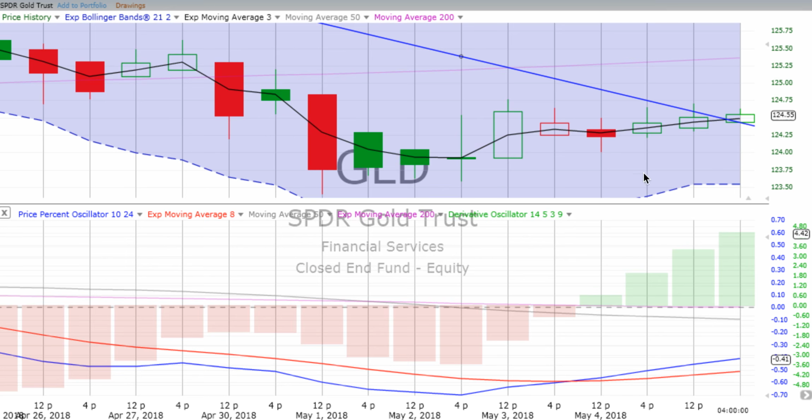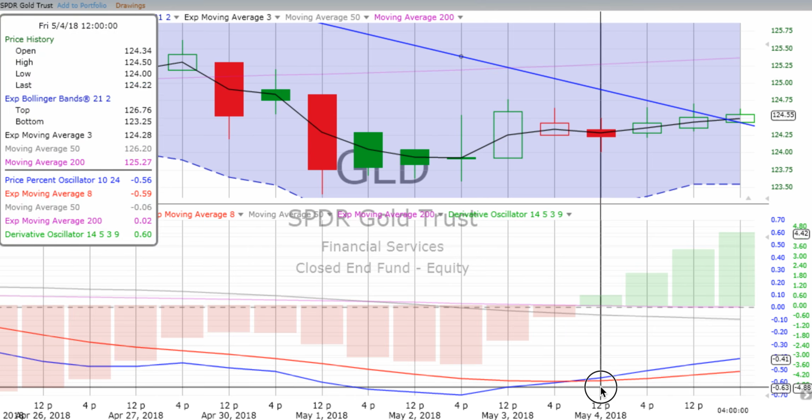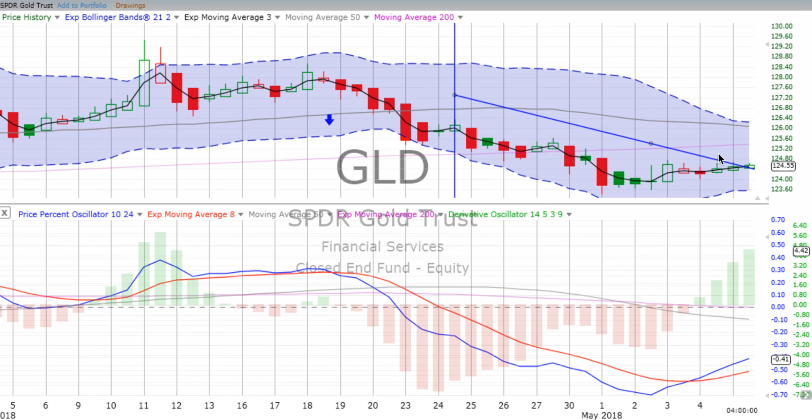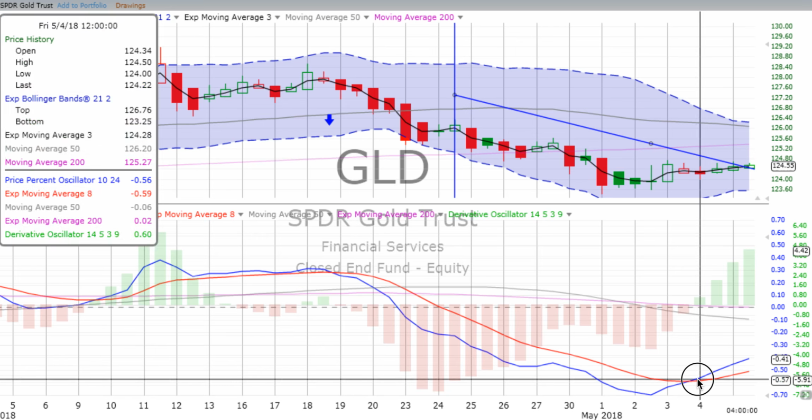And as we look at the 4-hour chart, of course, it crossed over going up in the morning on Friday the 4th of May. And of course, that afternoon, it was up on Friday and up both in the morning and the afternoon, pushing through the 2-day trend line. We see the derivative oscillator gaining upward momentum, price percent oscillator heading up. So we continue to keep our eye on things as far as gold goes. I'd love to see gold start tracking better.